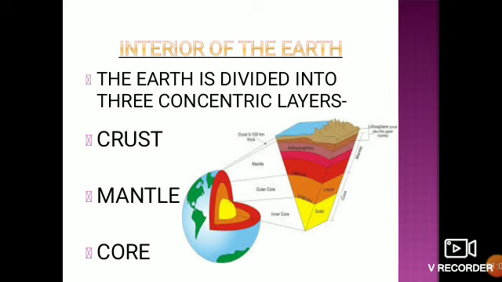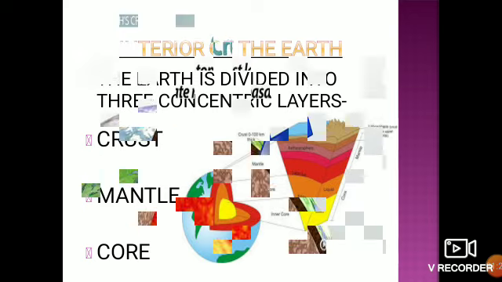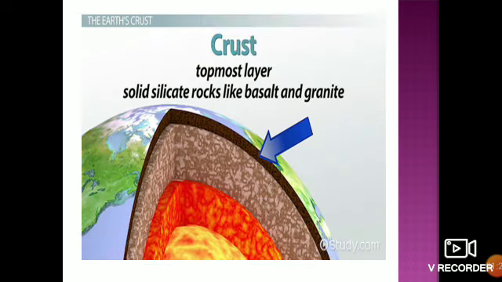Well, the structure of the earth is basically divided into three concentric layers. Number 1, crust. Number 2, mantle. And number 3, core. Each of these layers has its own characteristics. Let us learn more about them. Crust.